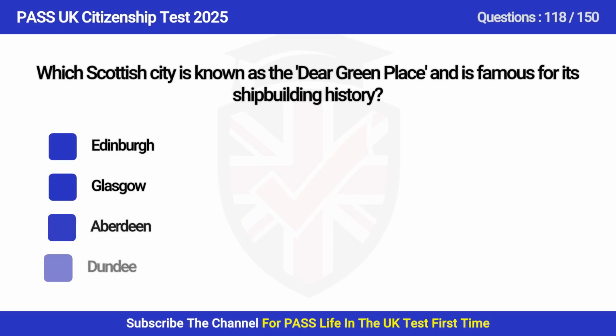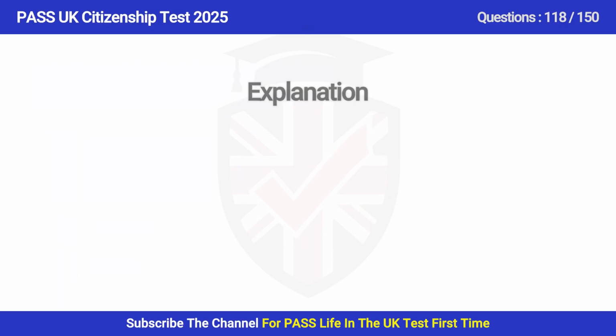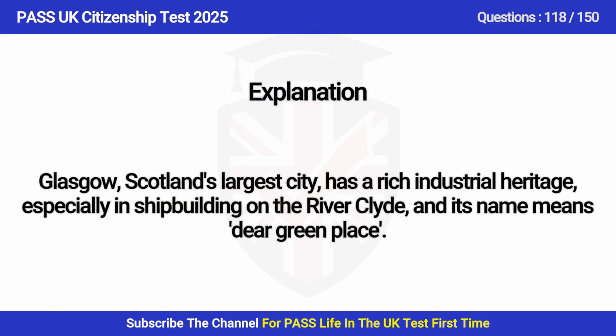Question 118. Which Scottish city is known as the Dear Green Place and is famous for its shipbuilding history? A. Edinburgh, B. Glasgow, C. Aberdeen, D. Dundee. Answer is B. Glasgow. Glasgow, Scotland's largest city, has a rich industrial heritage, especially in shipbuilding on the River Clyde, and its name means Dear Green Place.